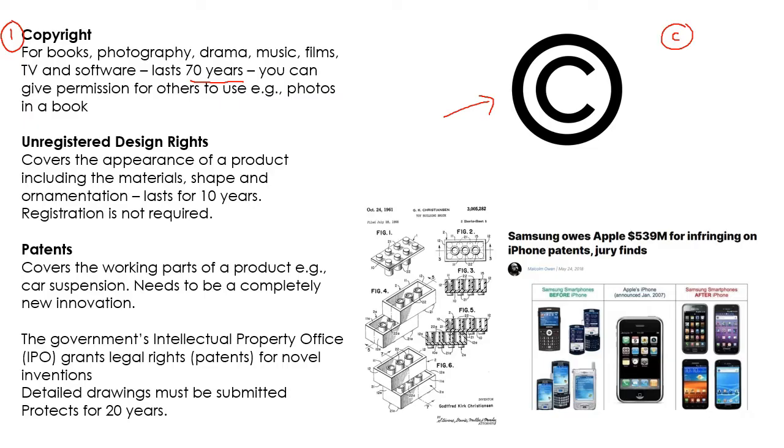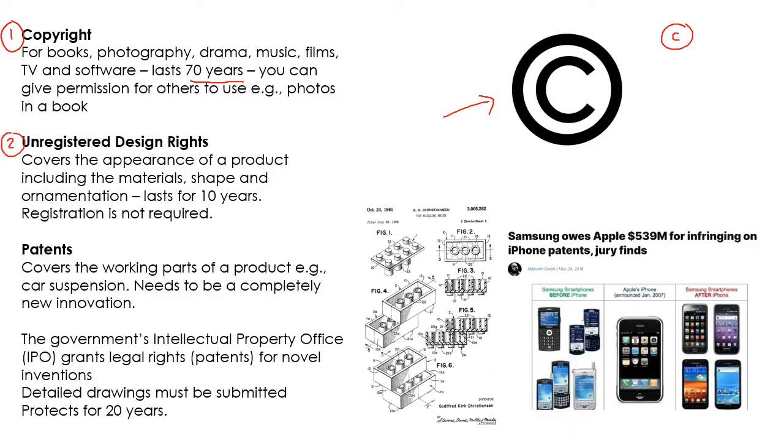So for example, if a film wanted to use a particular type of music, they would need to make sure that they had permission from you because you have copyright for that music. Or if in a book they were going to use some photographs, they would need permission to use those photographs. So that's copyright.